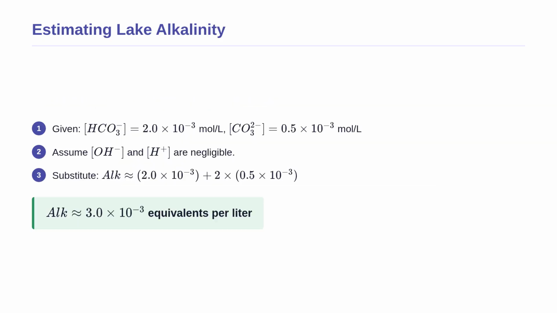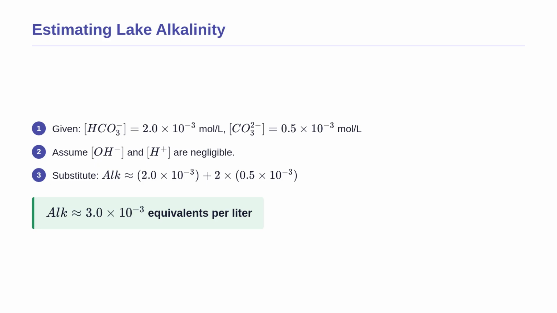Let us apply this buffering formula to a real laboratory sample. We are given a bicarbonate concentration of 2.0 times 10 to the negative third moles per liter and a carbonate concentration of 0.5 times 10 to the negative third. We are asked to find the approximate total alkalinity.